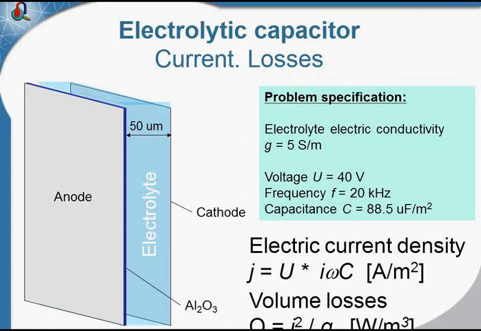Where do the losses appear in the capacitor? The current flows first in the foil, then it's a conducting current, then it's transferred to the displacement current in the oxide film, and then again it's a conducting current in the electrolyte, and the electrolyte has very low electric conductivity compared to the aluminum foil.